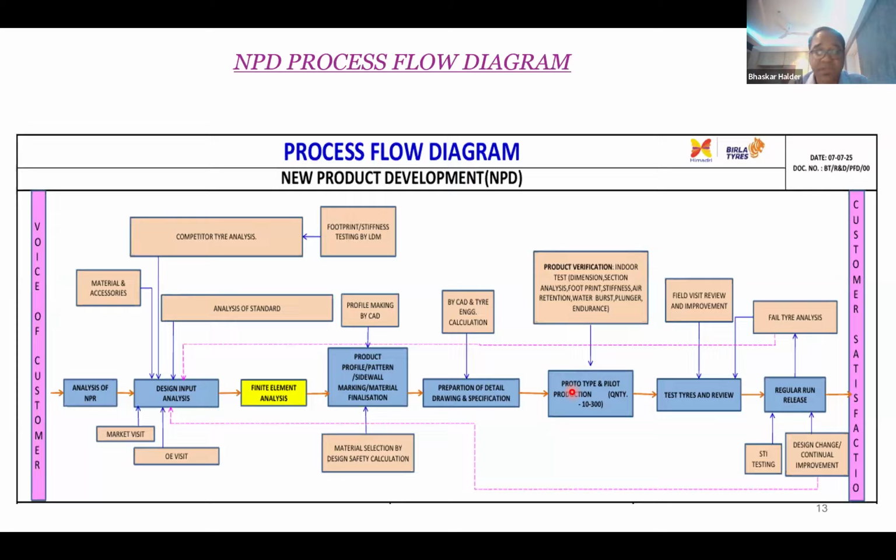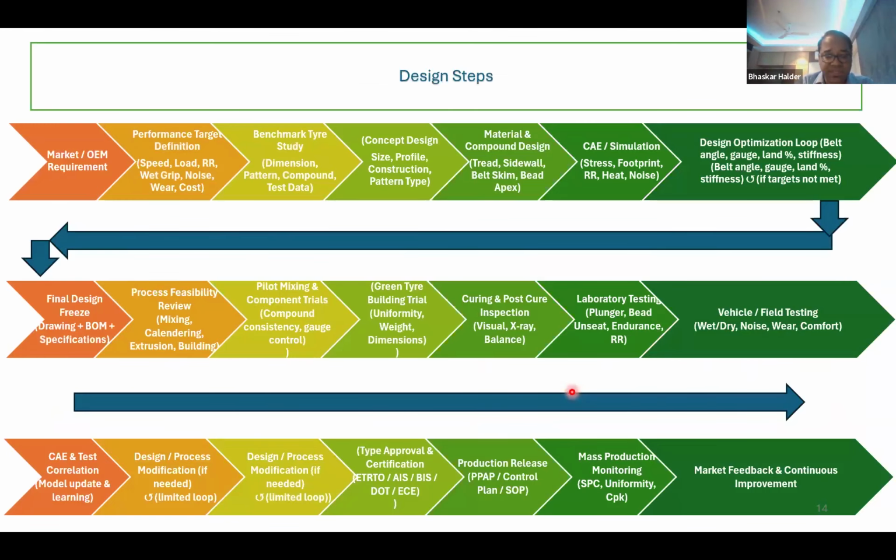Correct. So this is the cycle, and this cycle takes around 1 year. From voice of customer to customer satisfaction, it takes around one year. So for designing any tire, it needs 1 year to come to the market. I elaborated the things in the same fashion already, so I'm skipping this slide.